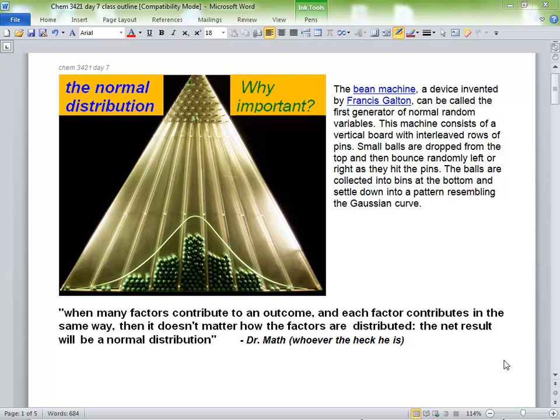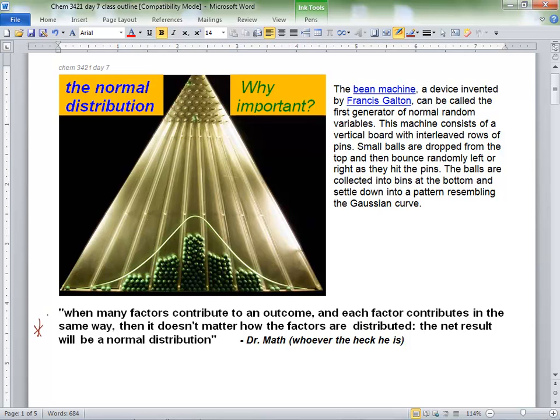I like what Dr. Math said. My subject of Googling. I don't know who it is, but I like what he said. Could be a she, I guess, right? When many factors contribute to an outcome, and each factor contributes in the same way, then it does not matter how the factors are distributed. The net result will be a normal distribution. So that's kind of what we're taking a look at here.